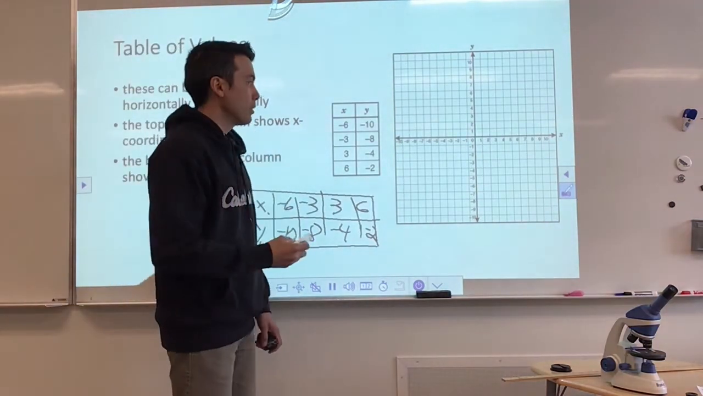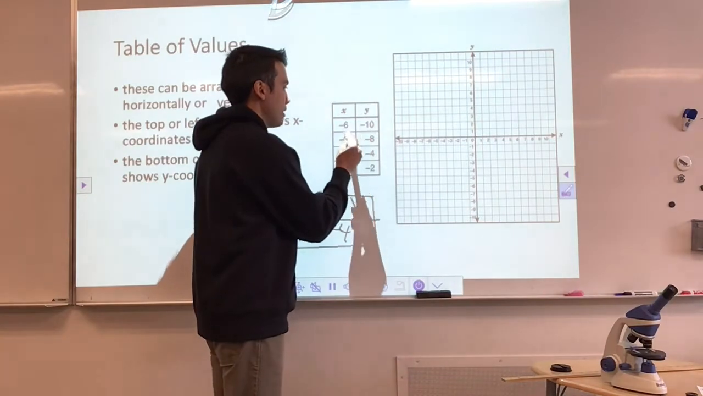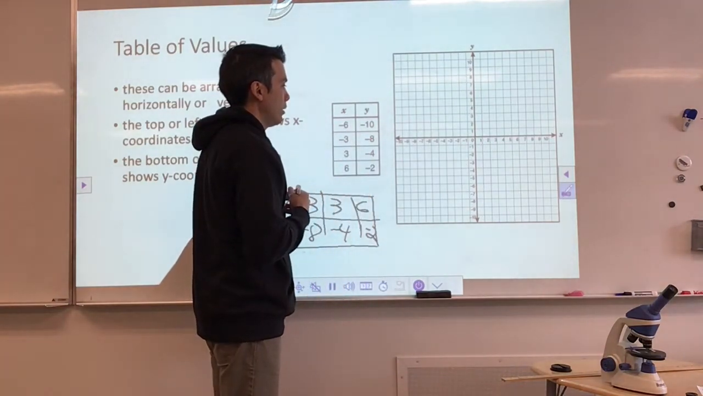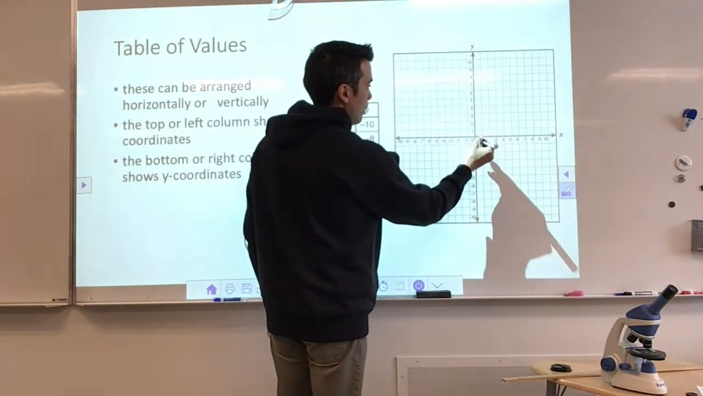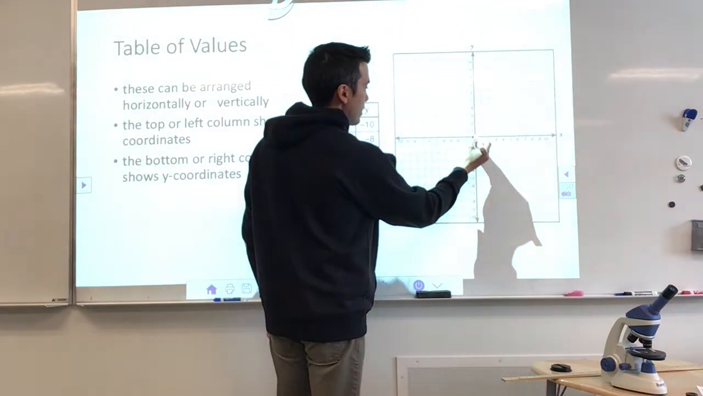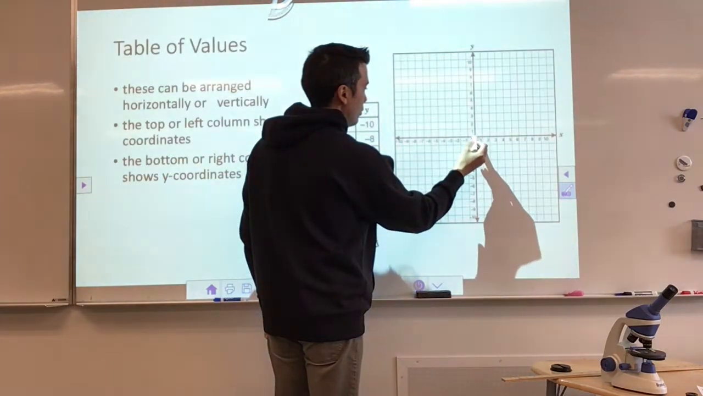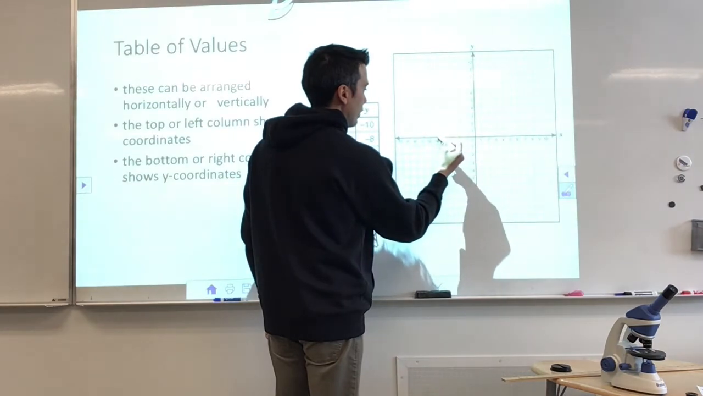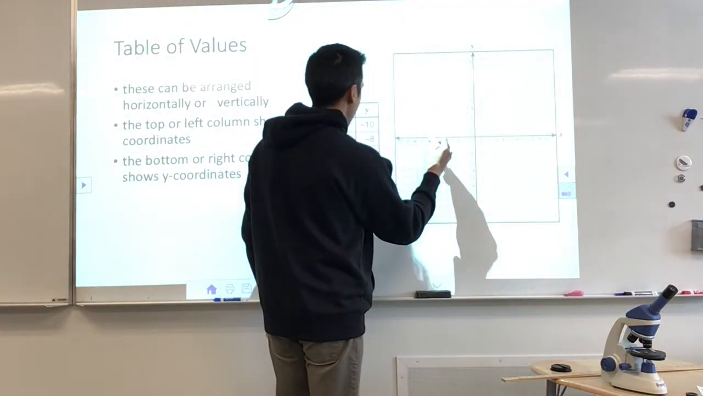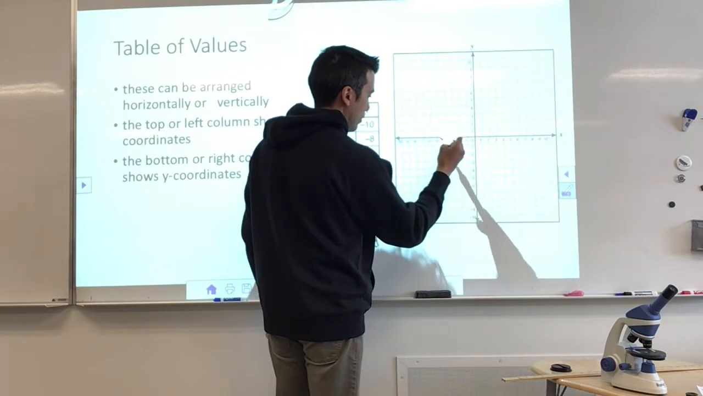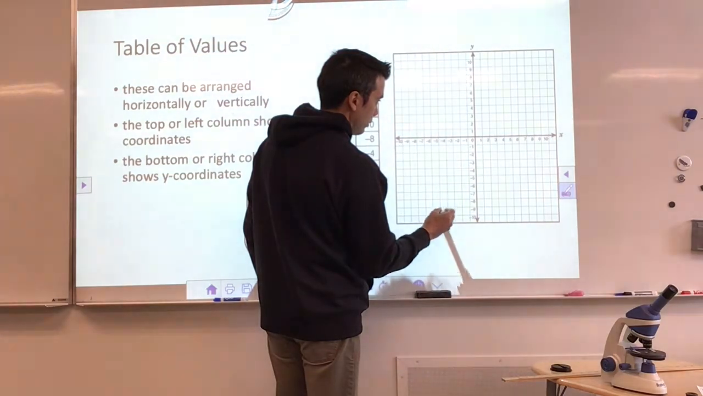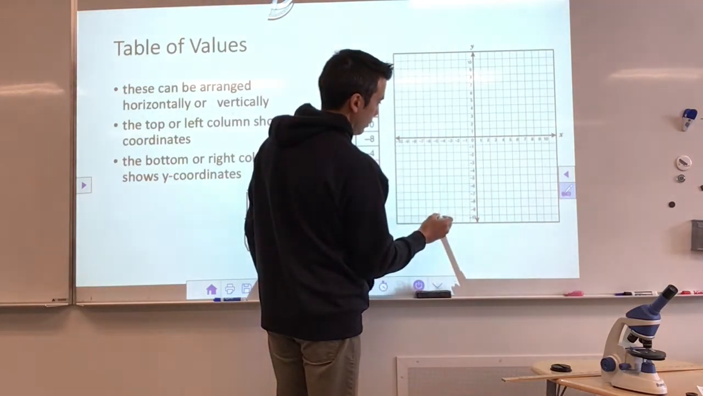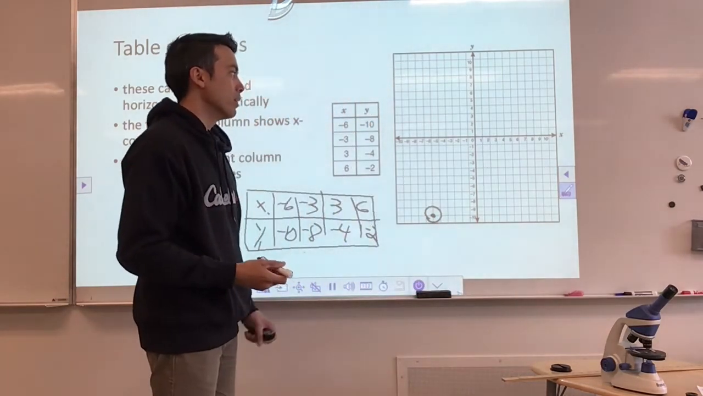So in order to plot this point, x -6, y -10, I'm going to start at 0 on the x-axis. I'm going to move over to -1, -2, -3, -4, -5, -6. And then I would go -10 on my y. That's going to be all the way down here. So right there would be that point.